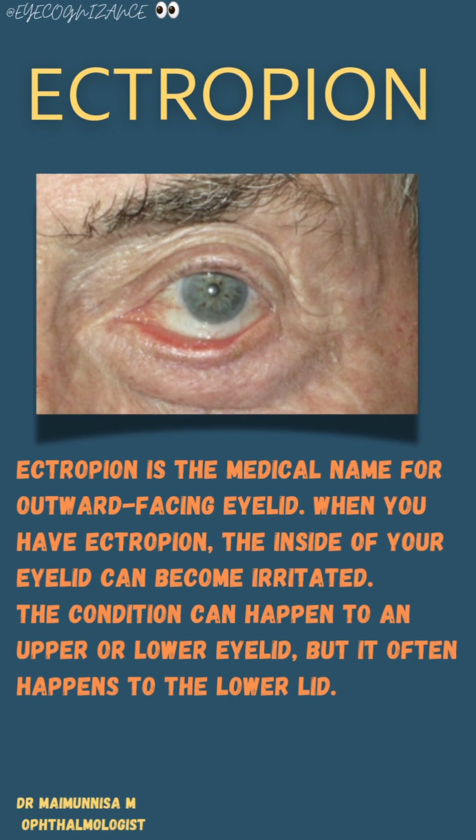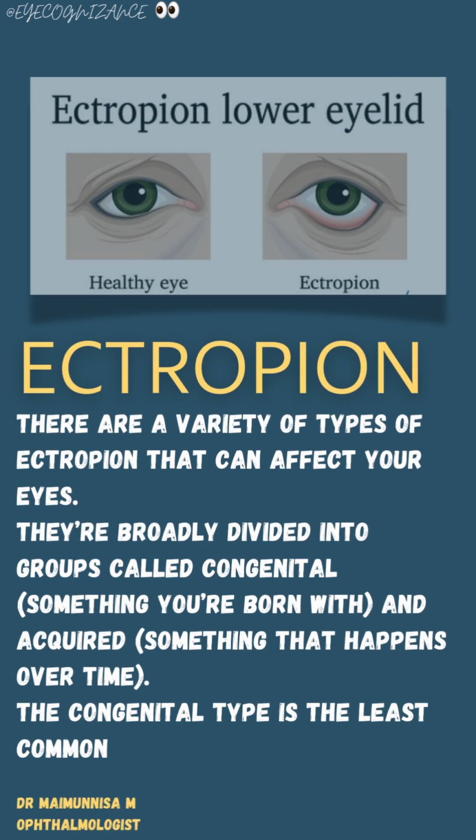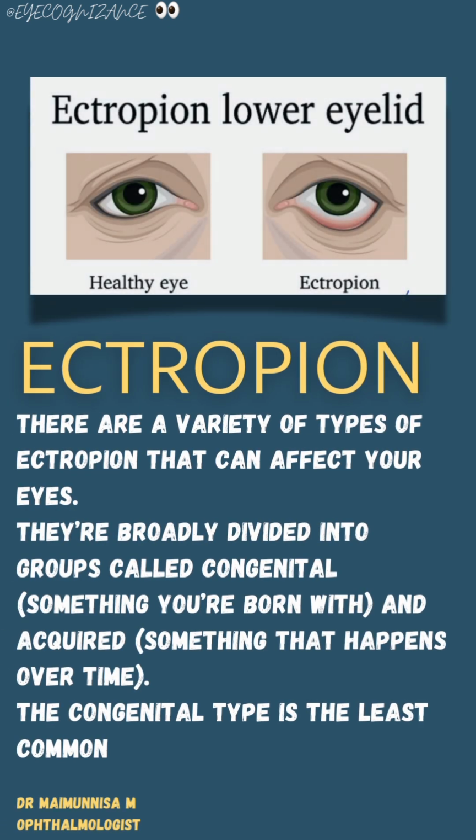What is ectropion? Ectropion is the medical name for outward facing eyelids. When you have ectropion, the inside of your eyelid can become irritated. The condition can happen to an upper eyelid or even a lower eyelid, but it often happens in the lower lid. There are a variety of types of ectropion that can affect your eyes.